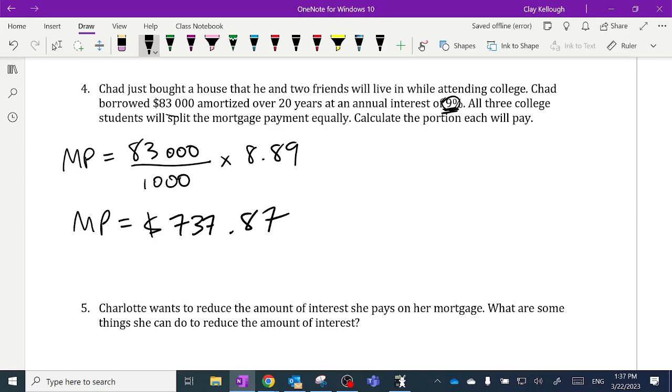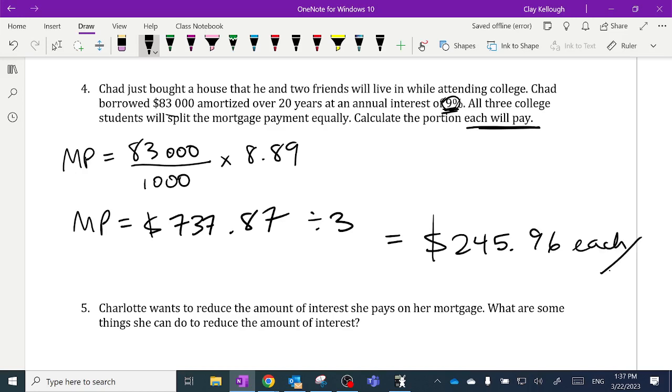What do we do now? You divide it by 3 because how much each will pay if they're splitting it 3 ways. So the final answer will be $245.96 each per month. So there we go. All right, so let's take a look at number 5.